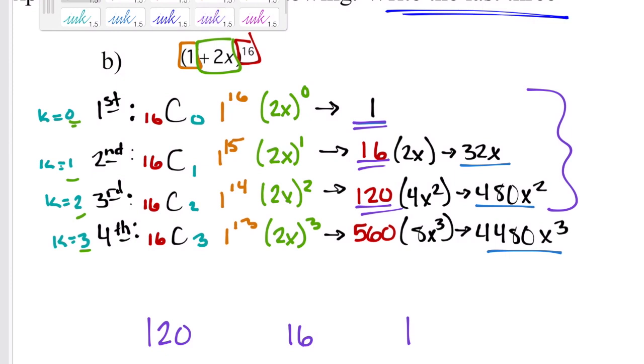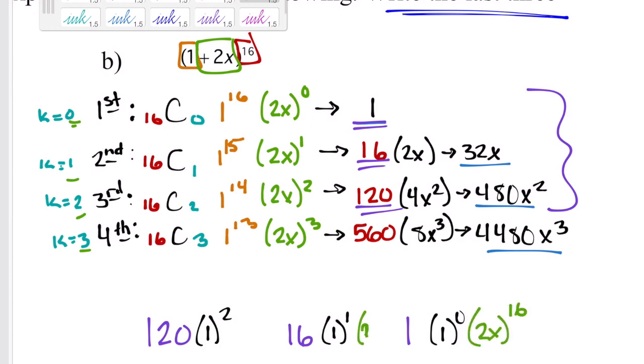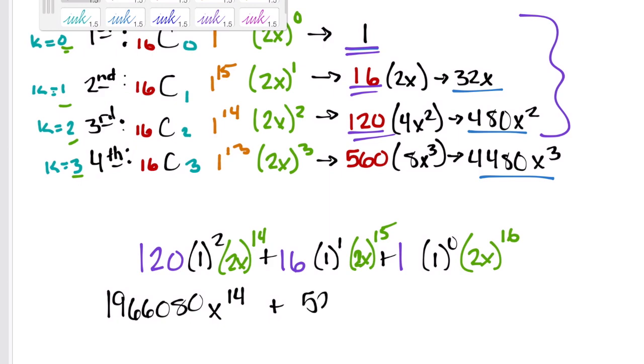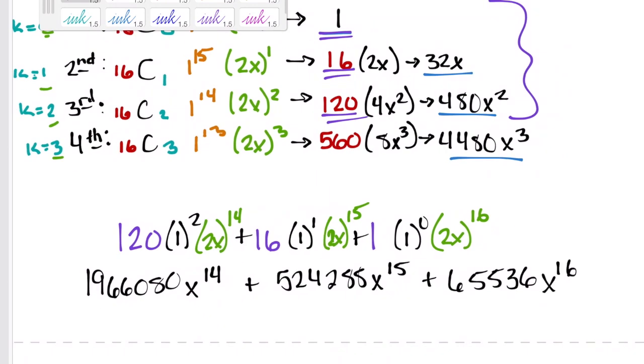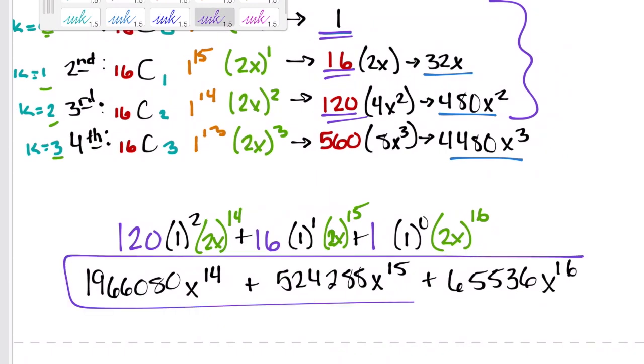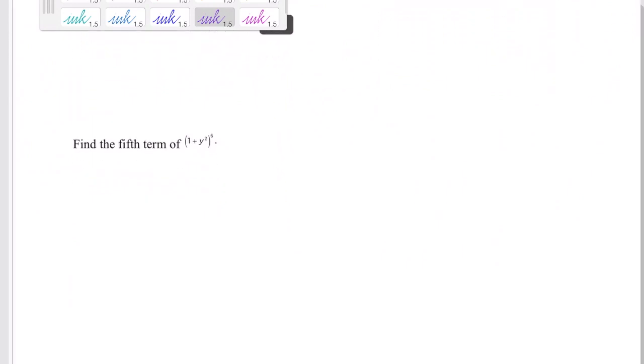And again, for the last, my 1 is going to be to the 0 power first and the second. And then my 2x is going to be to the 16th, 15th, and 14th. And then we're finished. And so we've got our last 3.